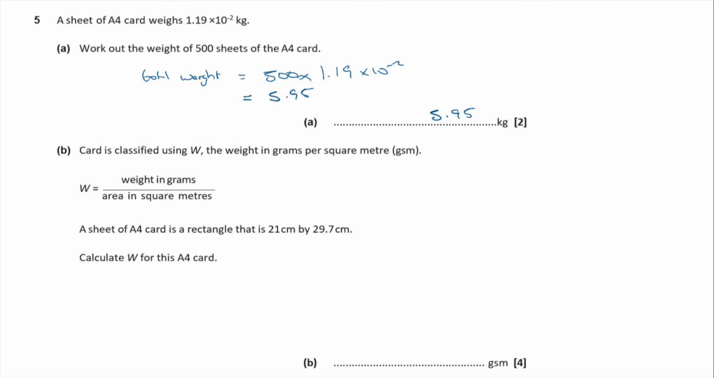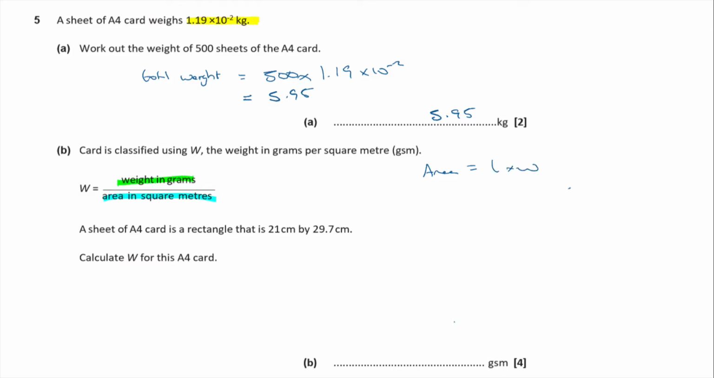So W is weight in grams divided by the area in square meters. It's a bit like a compound unit, this one, isn't it? Like density, or pressure, something like that, where the unit is made up of two other units. So a sheet of A4 card is a rectangle that is 21 centimeters by 29.7 centimeters. Calculate W for this A4 card. Okay, so let's work that out then. So first off, we need to know what the area is, so I can put that in the bottom of my equation. So the area of a rectangle is just length times width.